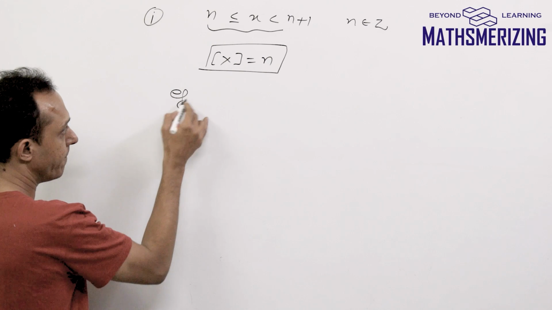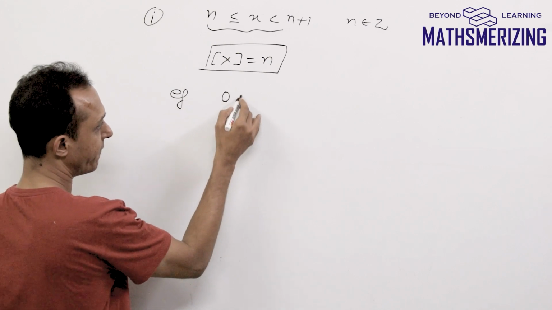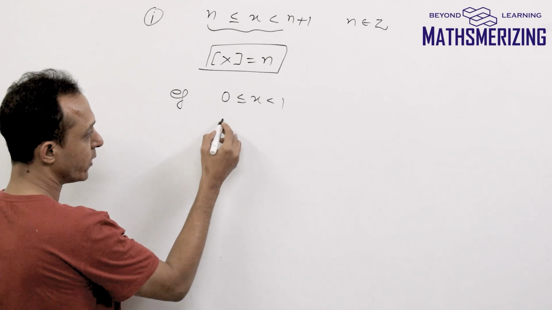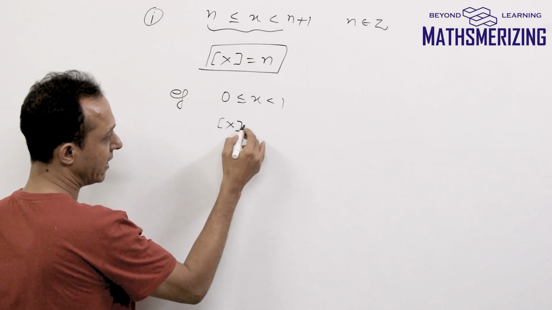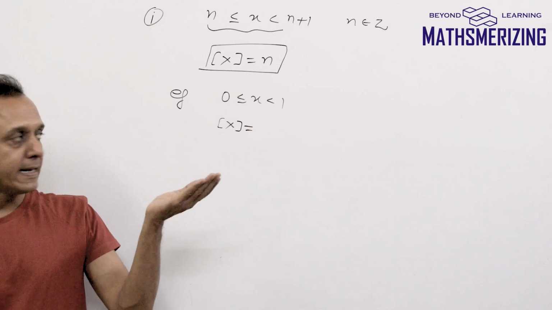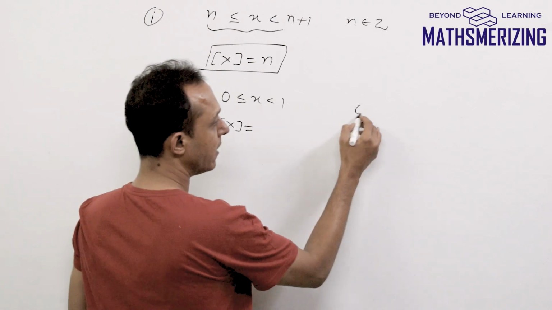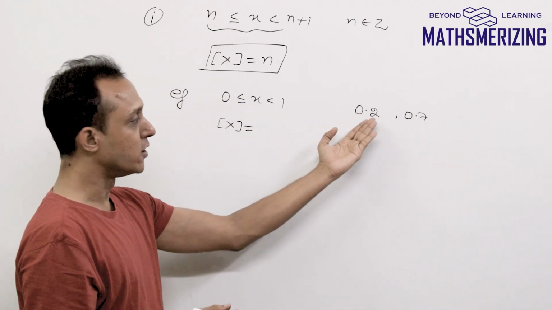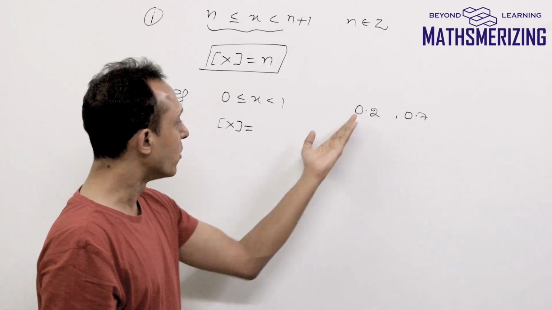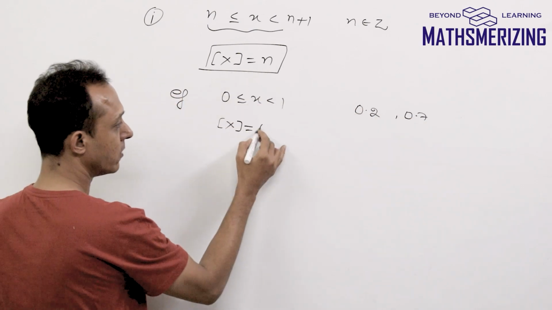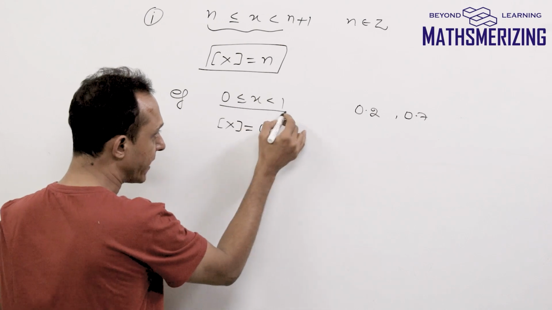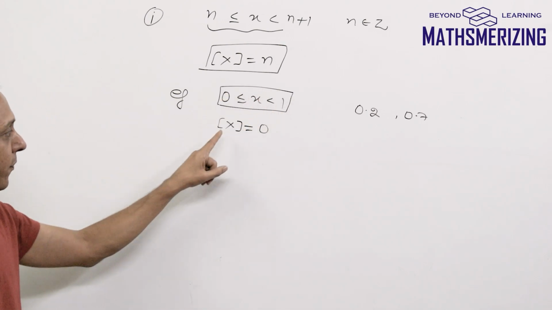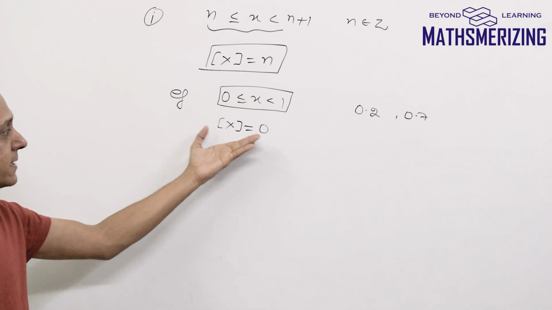Now say for example, suppose I say the value of x lies between 0 and 1. So when the value of x lies between 0 and 1, what I know is the value of the greatest integer function of x, for any number between 0 and 1, say for example 0.2 or 0.7, so it is 0 plus 0.2, 0 plus 0.7. So obviously its integral part is 0. So for any x that lies between 0 and 1, including 0 and excluding 1, its greatest integer function of x will be 0.